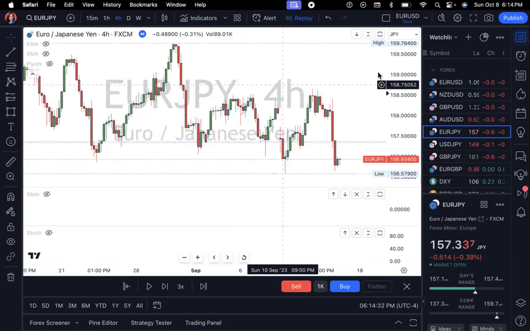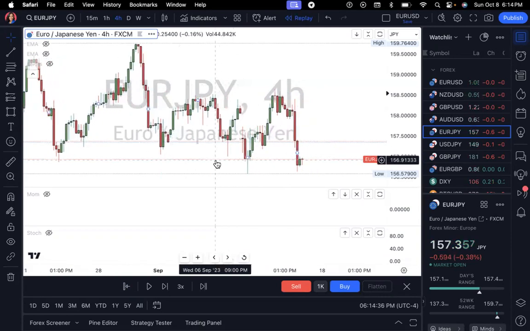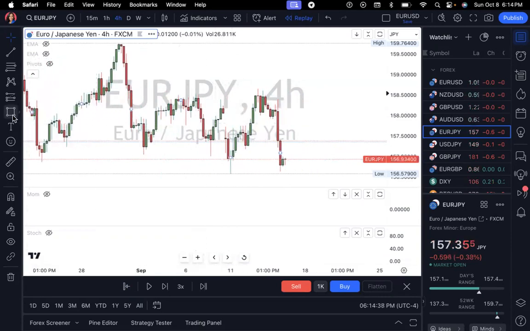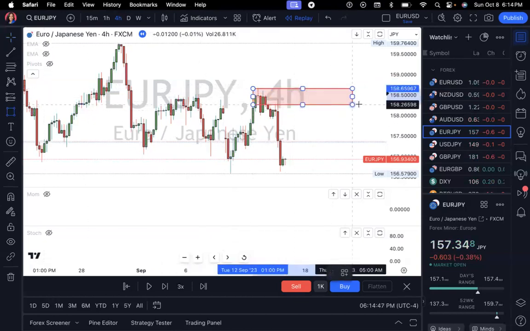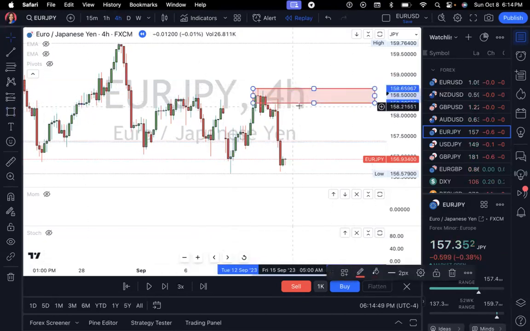Now, the first thing you can do when you see a choppy market is look for, is the market closer to an area of supply or is it closer to an area of demand? So just to refresh your memory on this concept and way of looking at the market, the supply will be found at the top.